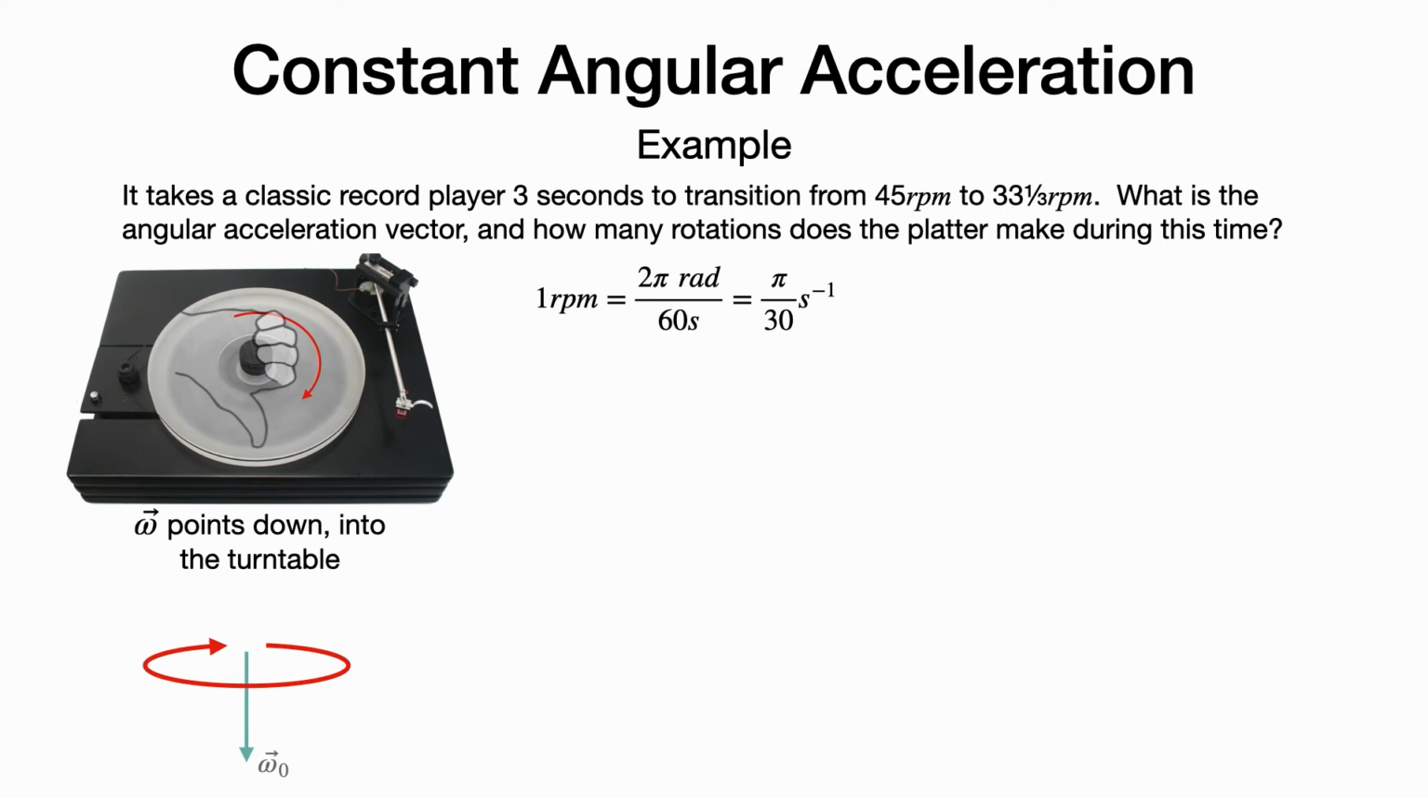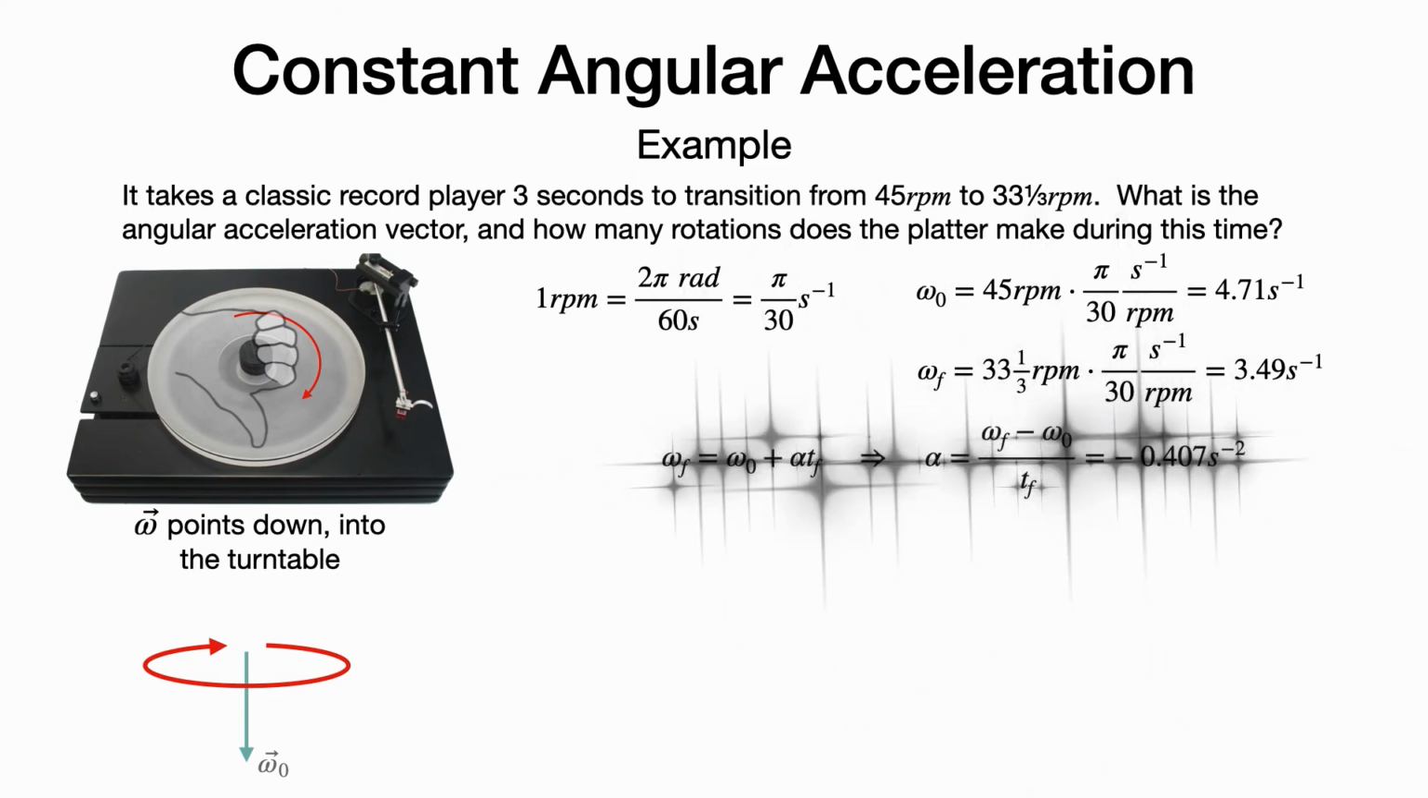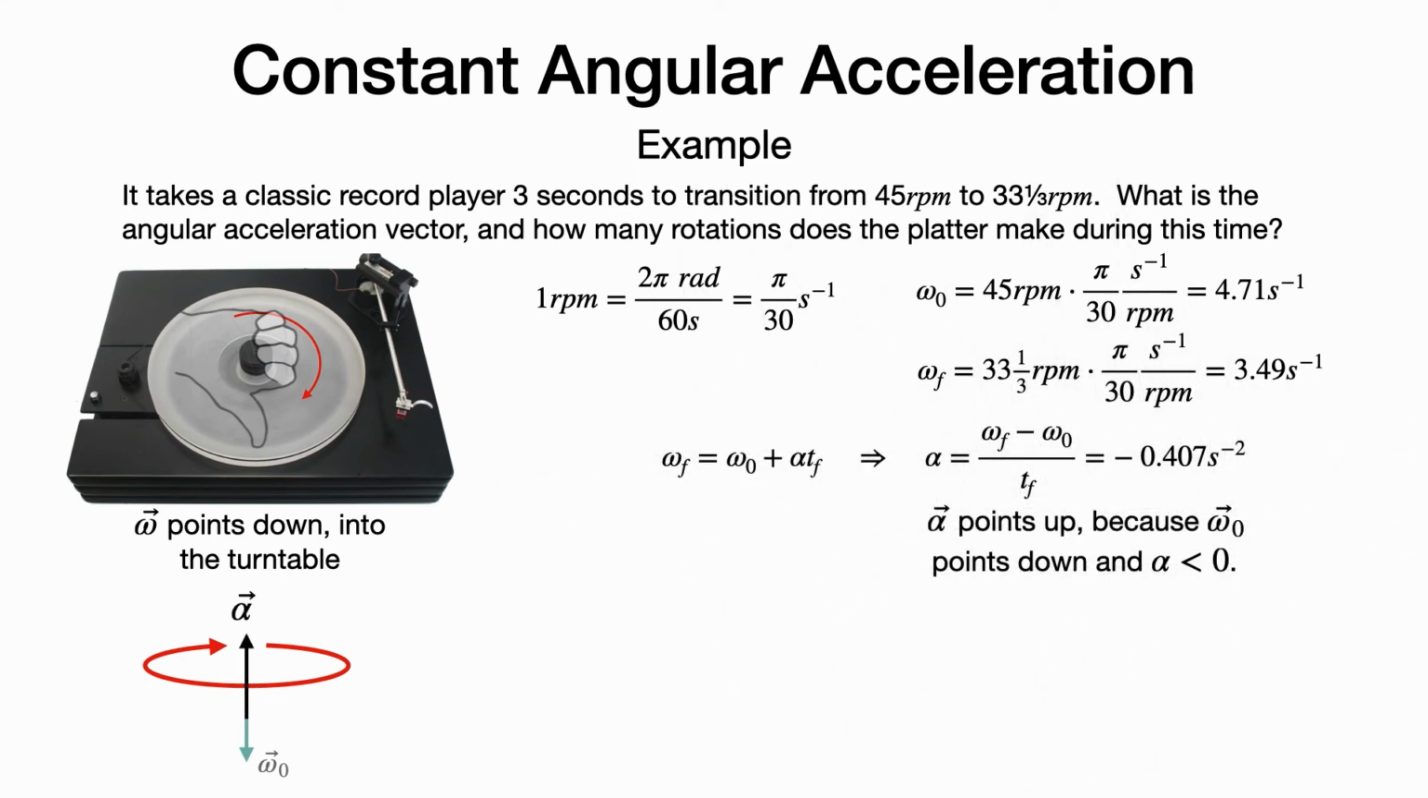So we write down the conversion rule for this. And so our initial angular velocity of 45 RPM becomes 4.71 inverse seconds. And our final angular velocity, 33 1/3 RPM, becomes 3.49 inverse seconds. And we can use the simple relationship between angular speed and acceleration in time to find the angular acceleration. The angular acceleration is minus 0.407 inverse seconds squared. And this means that the angular acceleration vector points up because the initial angular speed points down and our angular acceleration is negative. It's less than 0.